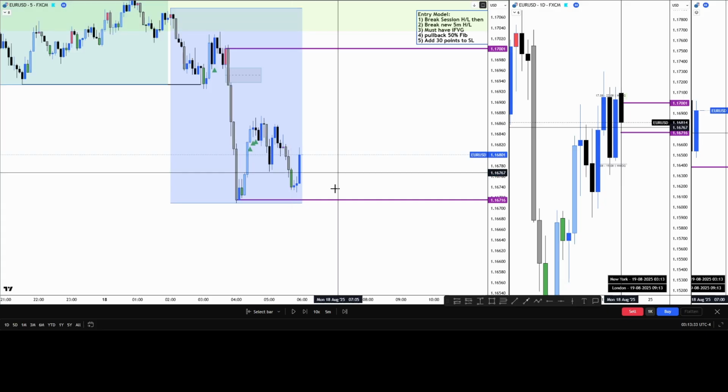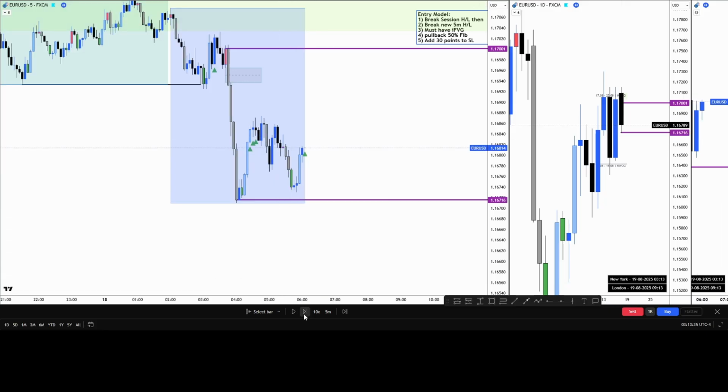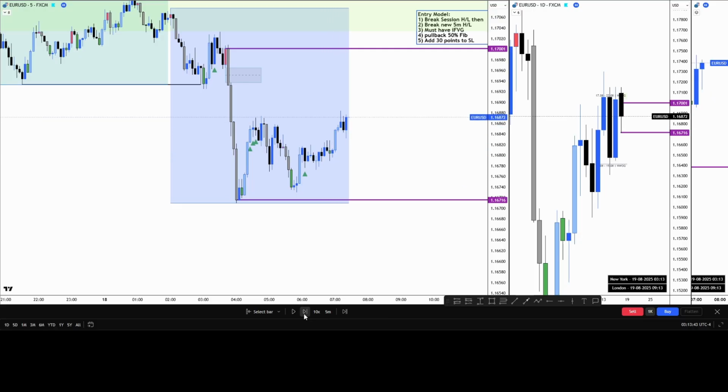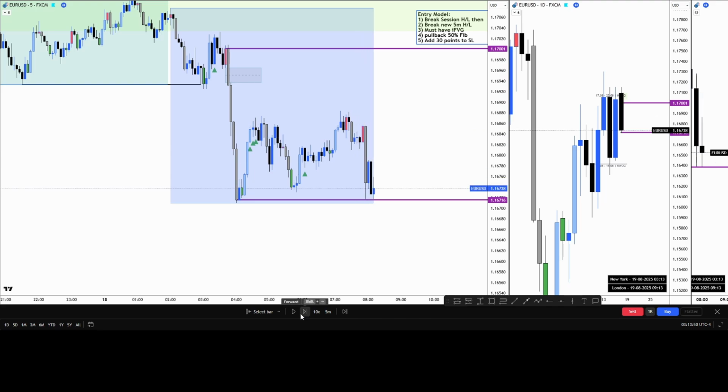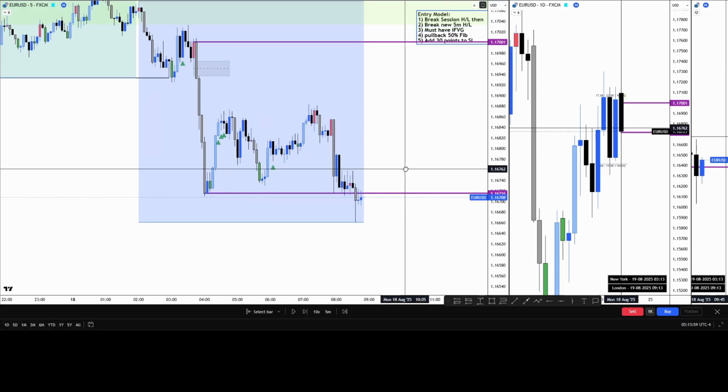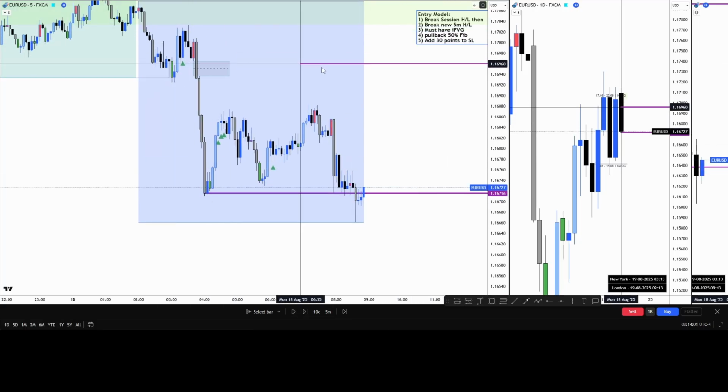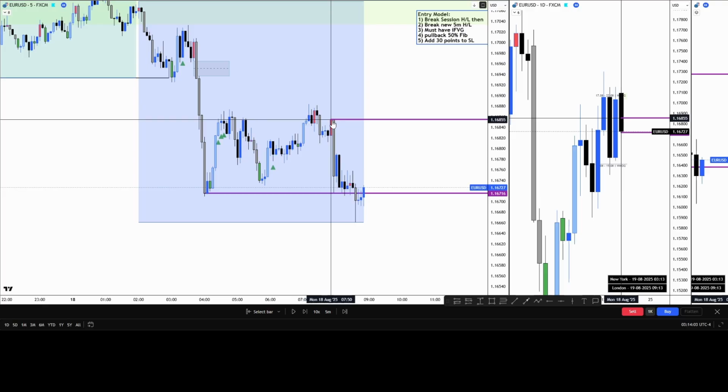Okay, this is all internal structure, so there's nothing we can do about this. We just have to wait. It's a matter of time. And we wait. And we wait still. We haven't broken and closed below that line. There we go. Alright, the moment that we close below that line, we focus on the new order block.